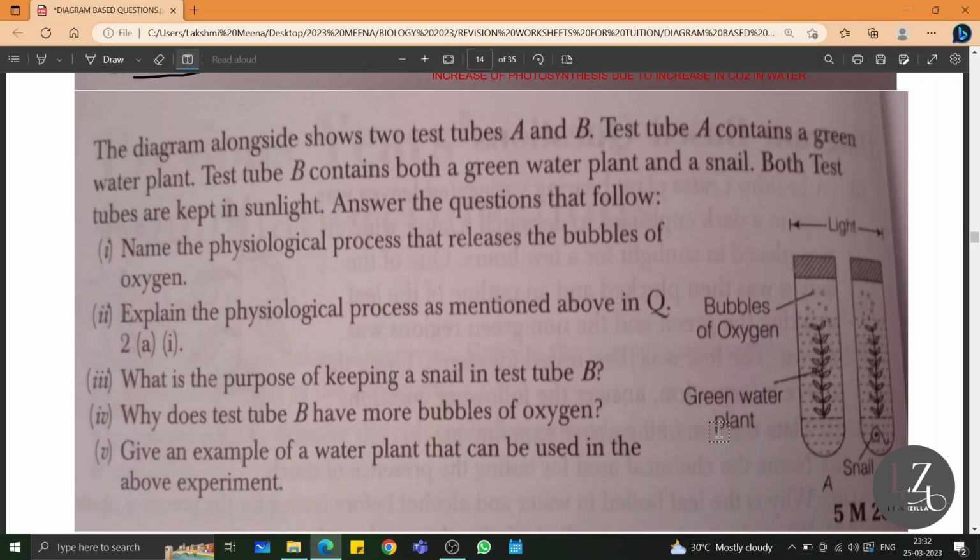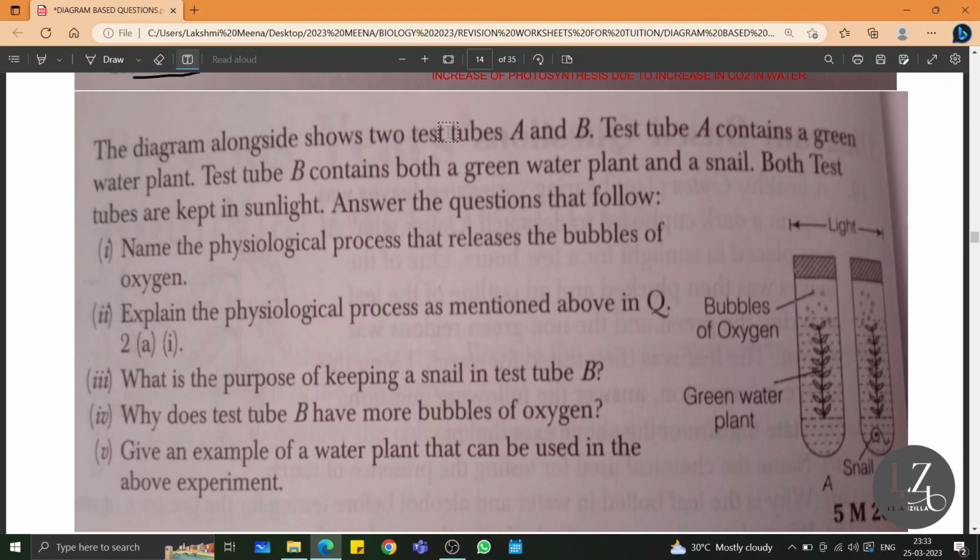So let's see another interesting question which has been given in 2015. Okay, this question has come in 2015, really interesting, and it's the same process, the chapter which we are learning, which is photosynthesis. So it is about photosynthesis.